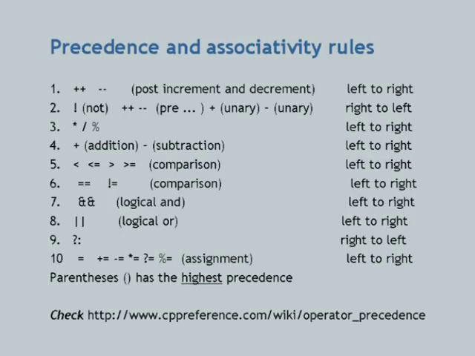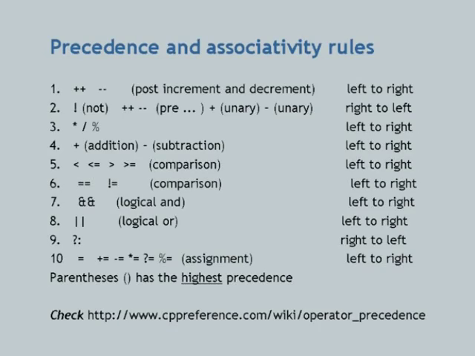Consequently, do look at this page. What I have done is extract the operators which we have discussed, and I have only listed their precedence and the associativity rules associated with that precedence. For example, comparison operators all stand at fifth precedence: less than equal to, greater than equal to, and they have associativity left to right. That is, if for any reason I use two comparison operators in an expression, then this is how they will be evaluated.